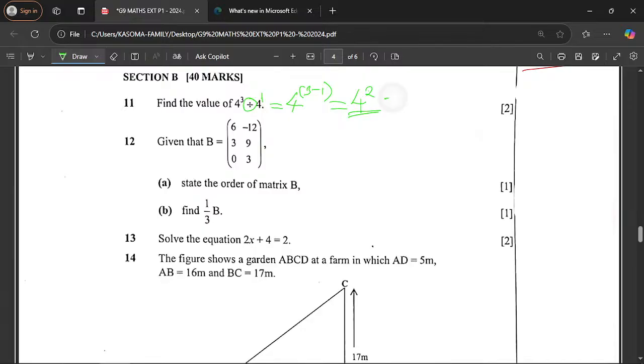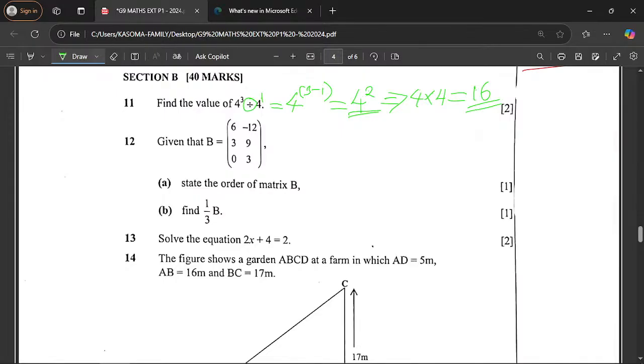So what we can do now, we can just expand this. So we say 4 by 4. When we multiply 4 by 4, it will give us 16, and that is the value of that. If you have got questions, please don't hesitate to ask in the comment section. But basically, that's how you will find the answer.